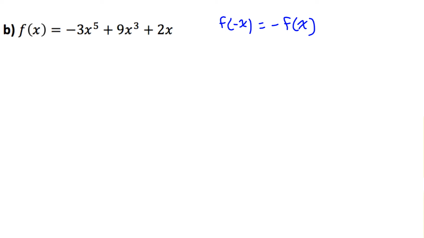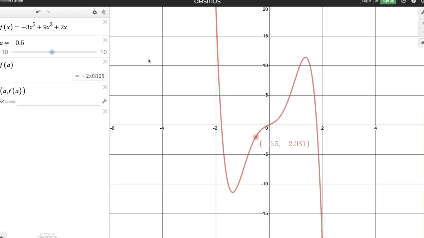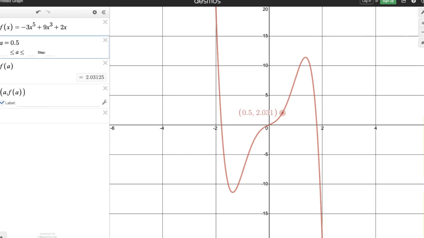And let me remind you of that in Desmos with this function. Okay, there's the function. You can see that it has point symmetry at the origin. And let me prove the algebraic rule to you. So right now I have f at 0.5, and we see the y value is 2.031. If I do f at negative 0.5, it should have the same absolute value, but it should be negative. So it should be negative 2.031 as the y value. Let's check. And there it is.